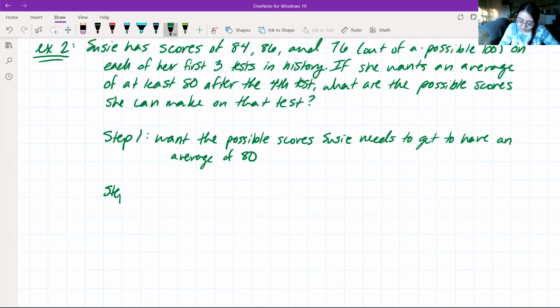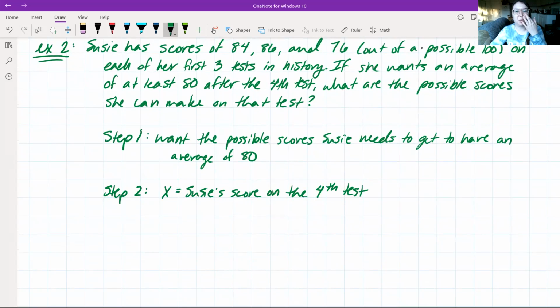So in step 2, we want to define our variable. In this case, we're going to let this be x, and we're going to say that x is Susie's score on the 4th test. So this is our variable. Our unknown is what she's going to get on her 4th test.